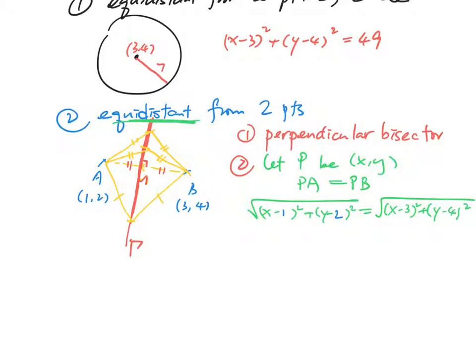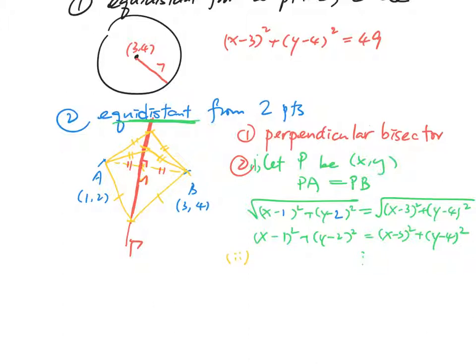Afterward, you need to take away the square roots because we have them on both sides. Then you have (x − 1)² + (y − 2)² = (x − 3)² + (y − 4)², and you continue to simplify it. So this is the first way. Now we have the second way, which is a smarter way.